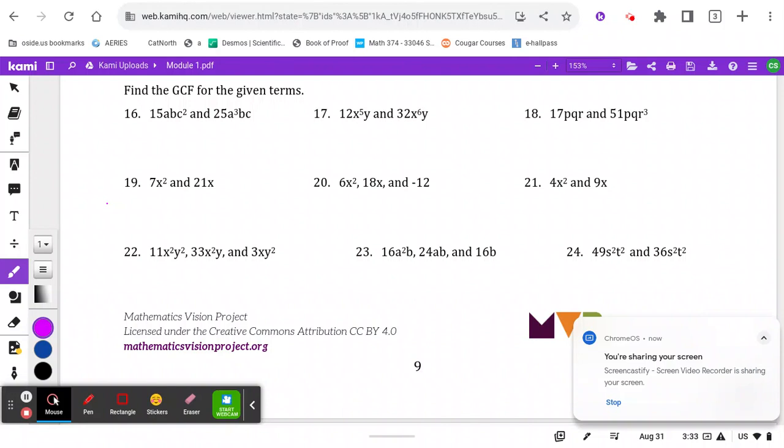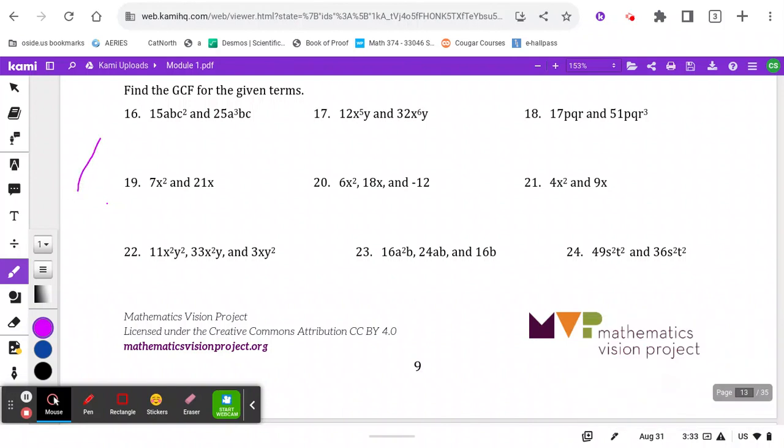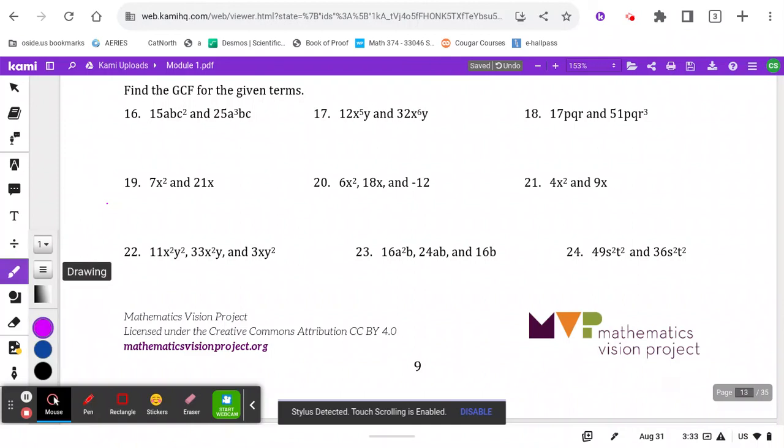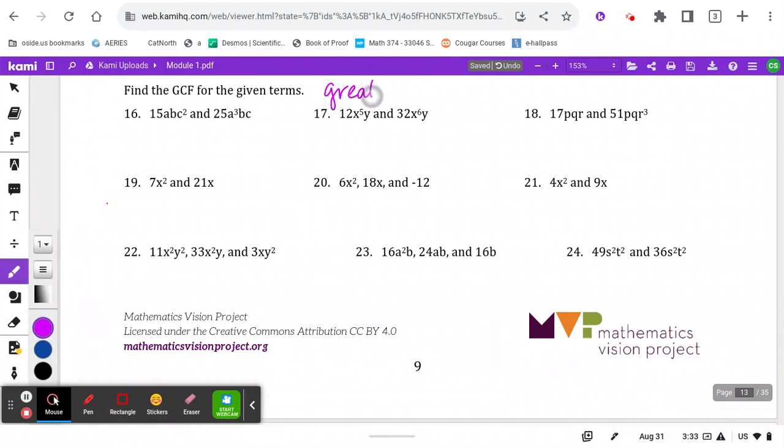Okay, this assignment here for the Go, for the 1.2 Go, is about greatest common factor. And so, again, this is another middle school topic that they're expecting us to remember. So, remember that a greatest common factor, abbreviated as GCF, is finding what number can divide into each term in common.